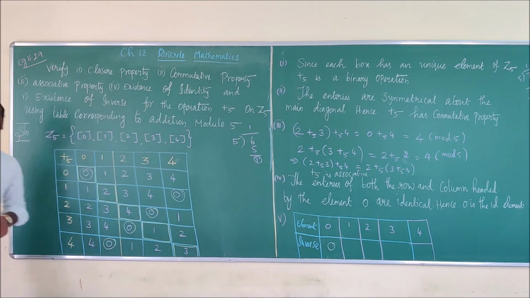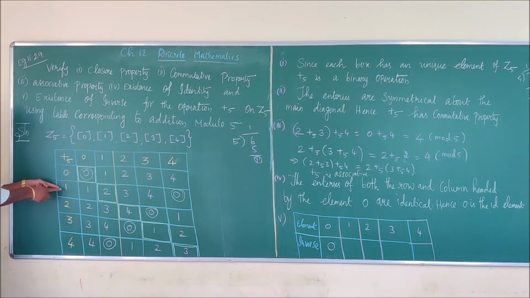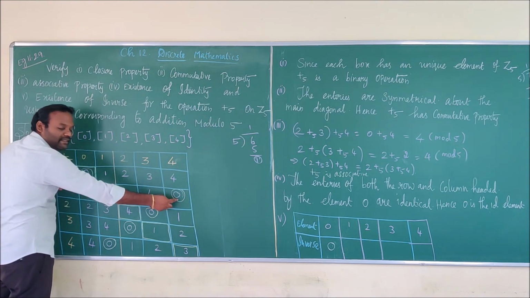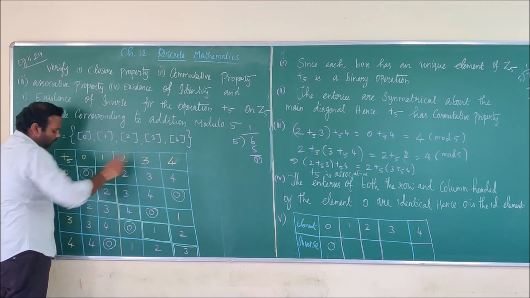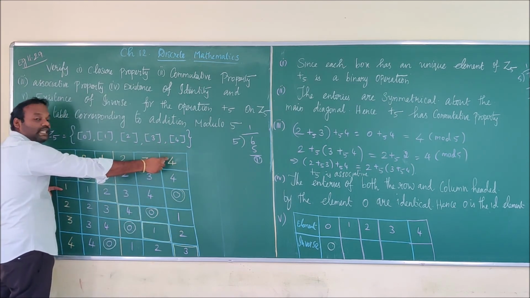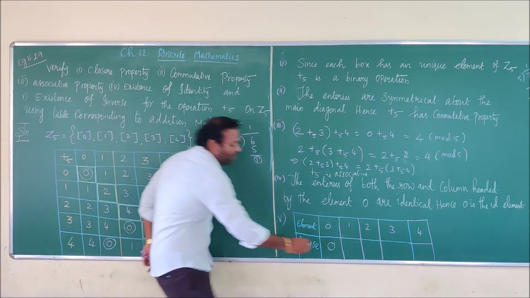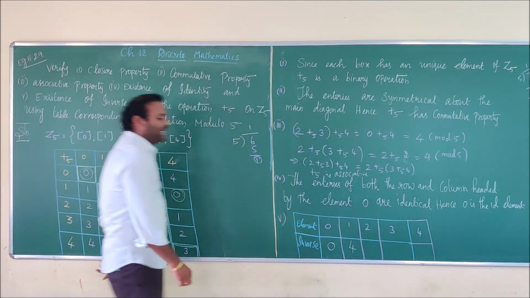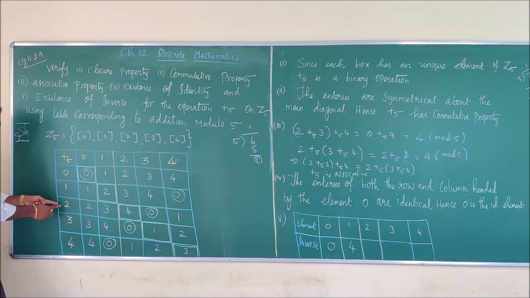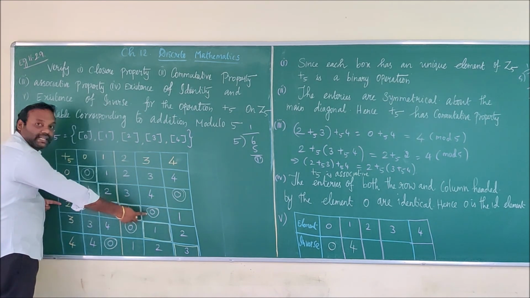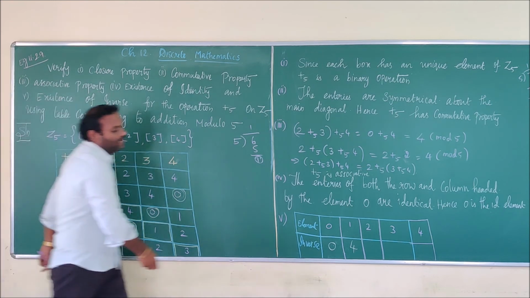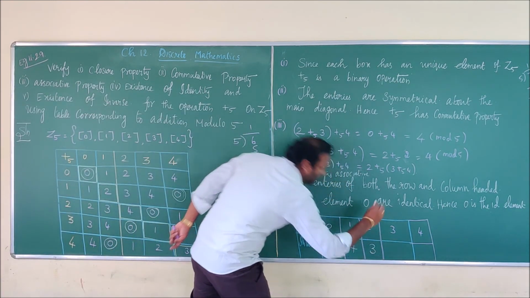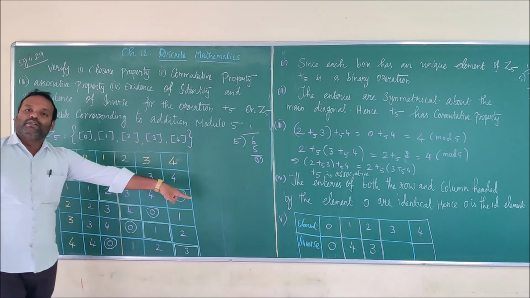Next we are going to write the inverse of 1. For 1, you just observe the row. When you go along the row, here is the identity element, and on the top you are having 4. So the inverse of 1 is 4. Next, the inverse of 2. Here is 2, and here is the identity element in that row. On the top we are having 3. So the inverse of 2 is 3.